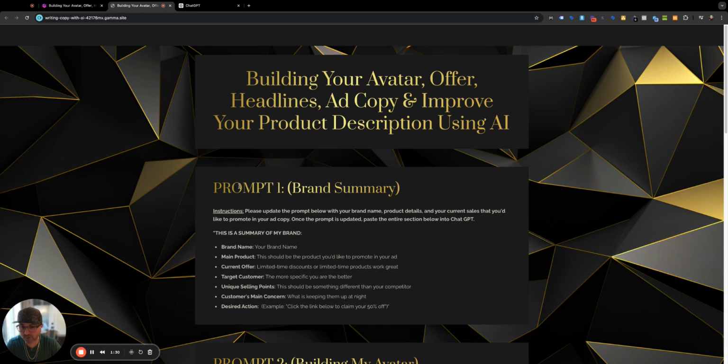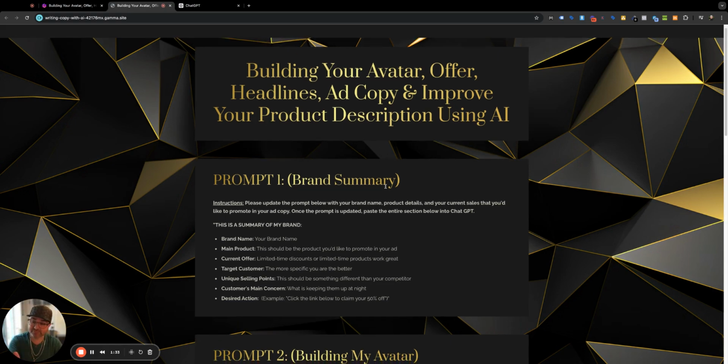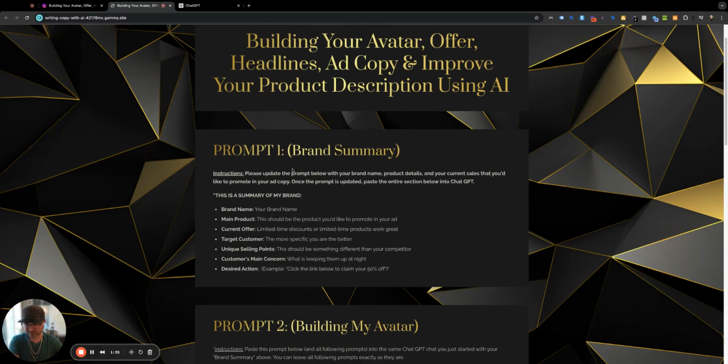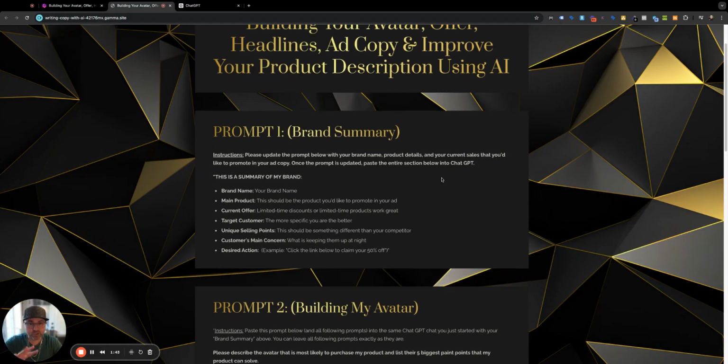So starting with prompt one, this is a brand summary. This is where we're sending this information to ChatGPT. So instructions: please update the prompt below with your brand or business, with product details. And again, we use product and service very fluidly here. You can go back and forth. These strategies work for both. They work for lead gen, they work for ecom, it doesn't make a difference. So if you see the word product, feel free to replace it with the word service and it will still work the same way.